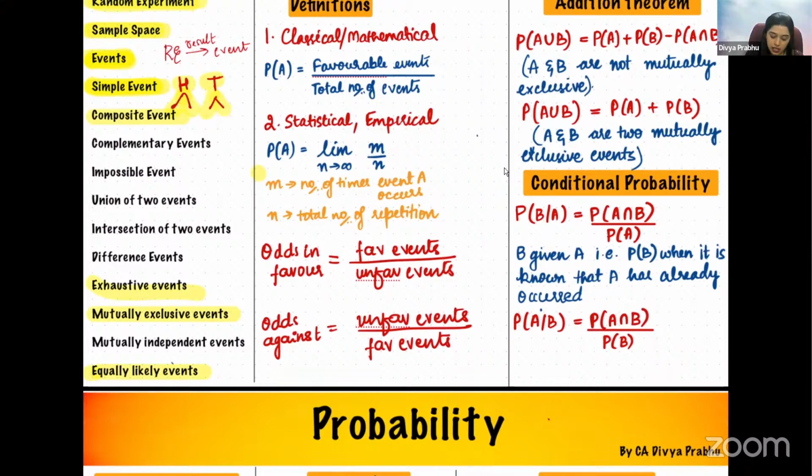Now, what is composite events then? It is the opposite. Basically, the events which can be decomposed into further events are composite events. For example, let's say there is heads and heads, or heads and tails, or tails and heads, or tails and tails. Can I decompose this into further events, which is tails and heads? Correct? So these will be my simple events, whereas this will be my composite events, which I can decompose into further simple events.